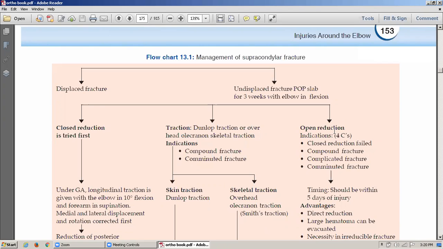And when there is an open reduction, then the indications are 4C. That is, open reduction is required when closed reduction has failed, when there is a compound fracture, complicated fracture, and a comminuted fracture. So timing should be within 5 days of the injury.